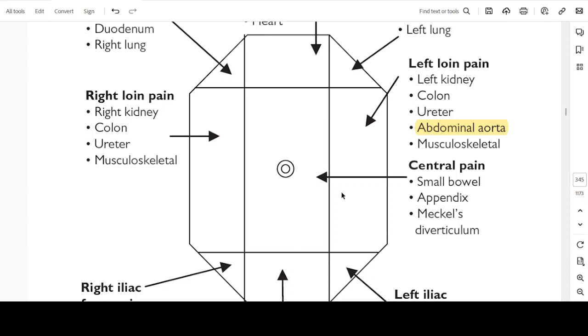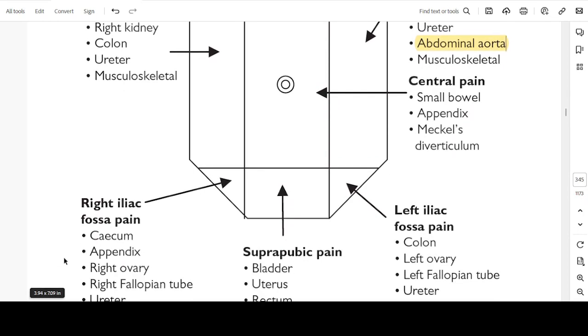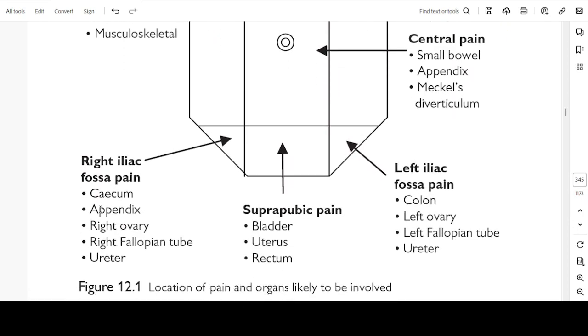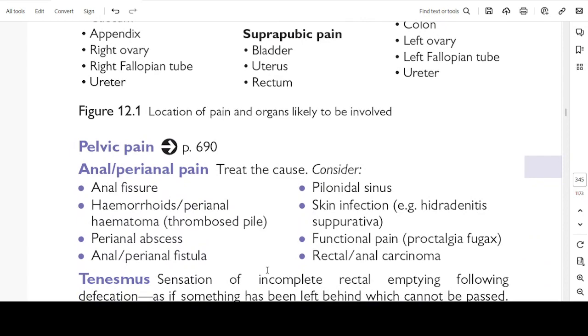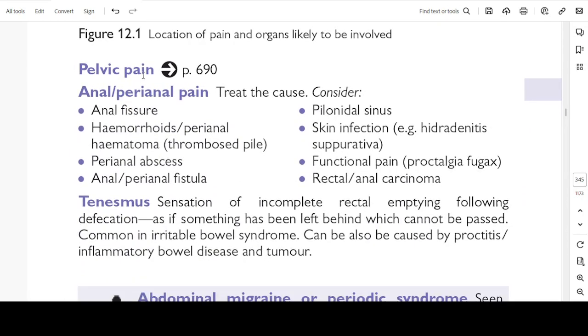Central abdominal pain or umbilical pain: small bowel disease, appendix, Meckel's diverticulum. Right iliac fossa pain could be due to cecum, appendix, right ovary, right fallopian tube, or ureter. Left iliac fossa pain: colon, left ovary, left fallopian tube, and ureter. Suprapubic pain could be due to bladder, uterus, or rectum. Pelvic pain, page 690. Anal pain or perianal pain.